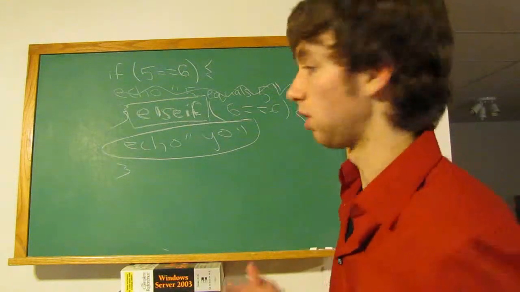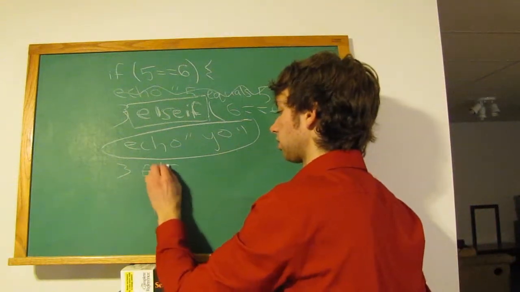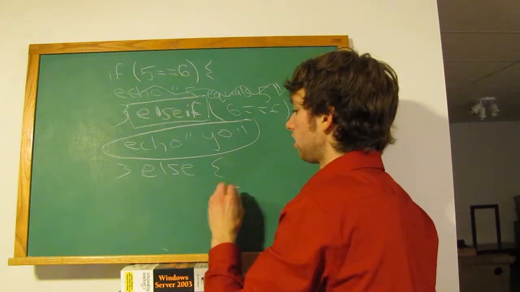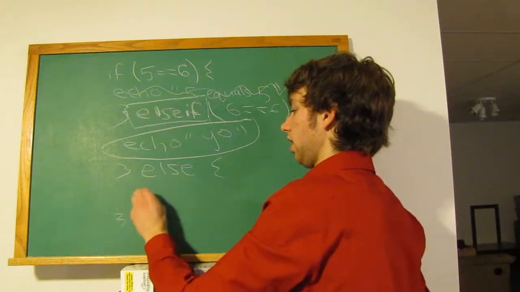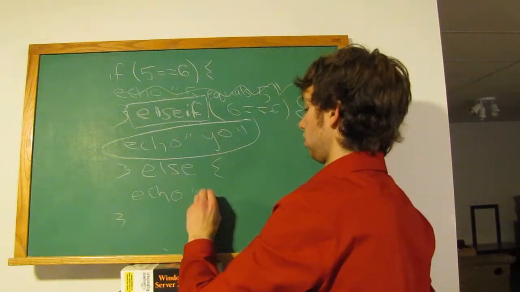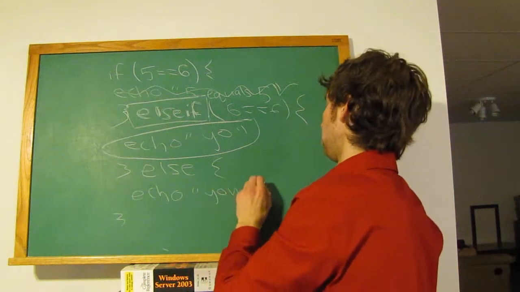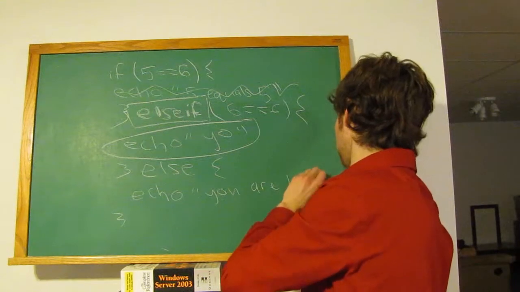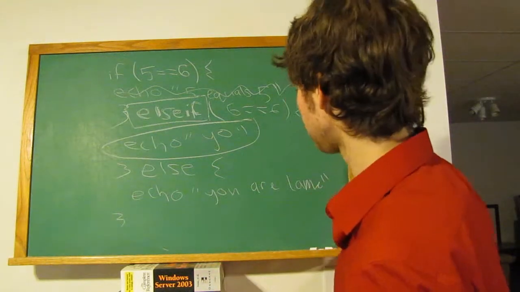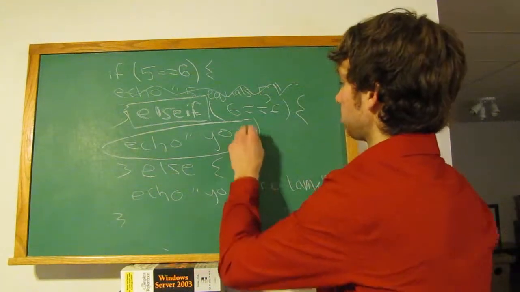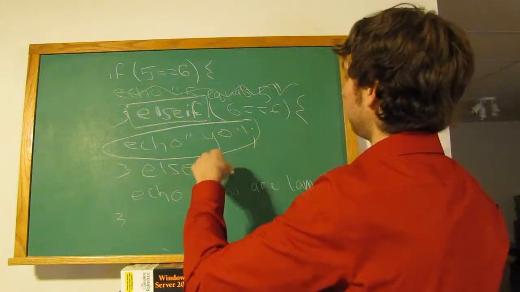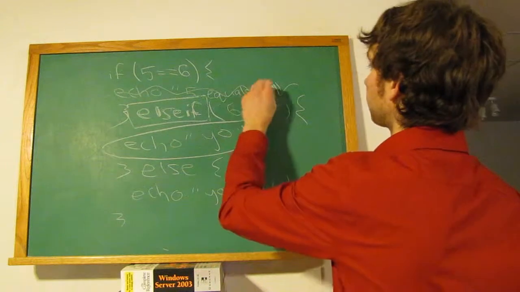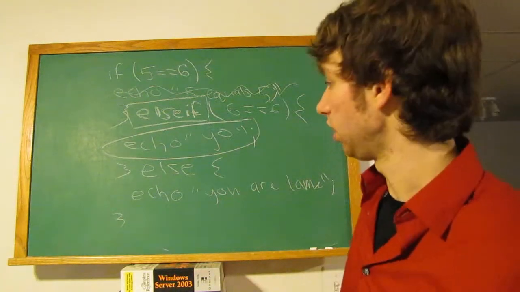We can also have an else, which would then give us a final option. If none of them are true, then echo, you are lame. So hopefully that makes sense. Also be sure to end with semicolons. I always forget to write mine, but it's really no big deal. So hopefully that makes sense.